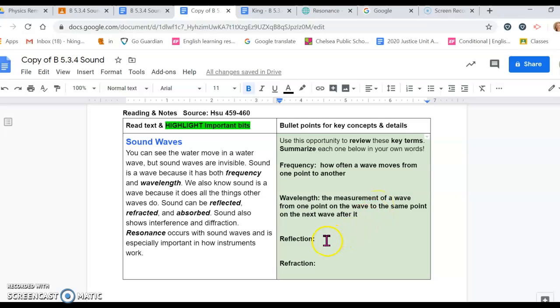top of my head. Now, for reflection, I think I might need to look at my notes a little bit because I have an idea. I know reflection is something you see like in a mirror, but related to physics, I'd probably need to go back and look at my notes. So if I were you, I'd take some time to go ahead and do that.